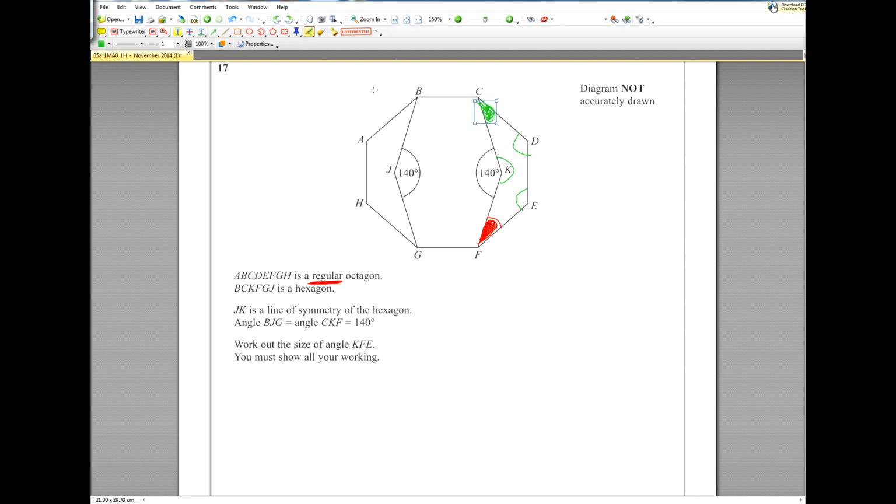Now, this angle here is the internal angle of an octagon. So we say n minus 2 multiplied by 180 divided by n. That will give us one angle of a regular polygon. Now, this polygon is an octagon. An octagon has how many sides? 8. So let's put 8 into n.